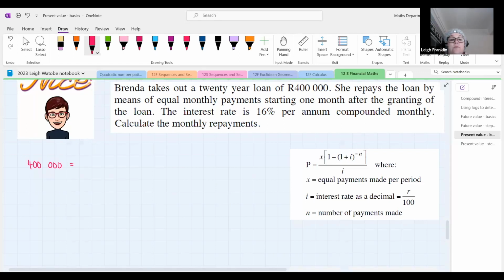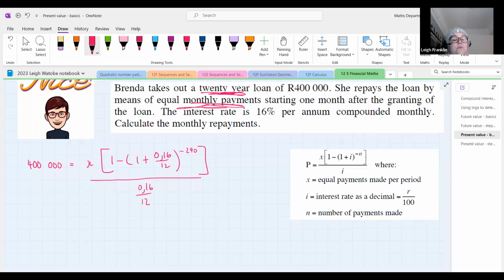All right, so you would have said 400,000 is equal to X is what you're trying to calculate, 1 minus (1 plus 0.16 over 12) to the power of negative 240, all over 0.16 over 12. It's for 20 years that she's taking this loan. She's paying monthly, so that means she would make 240 payments to pay off this loan. In order to get X on its own, you're going to cross multiply, and then divide by your square bracket.